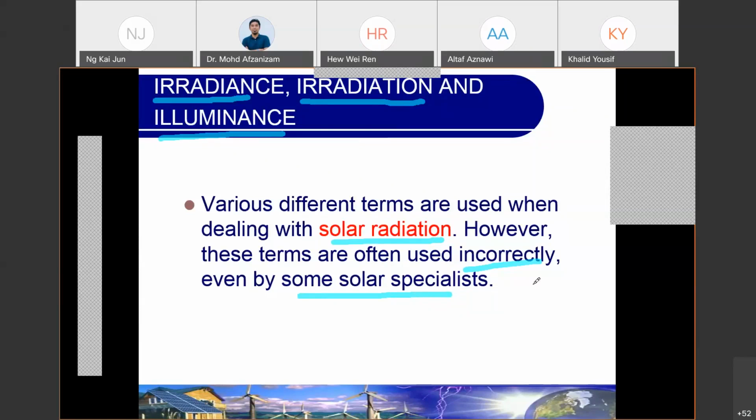Sometimes it's not really incorrect from the solar specialist, because sometimes they want to convey the message to a person who is not familiar with the renewable energy or solar environment. So they try to mention things that the student or participant is able to imagine or easily understand. That's why some specialists use a common or general term, in order to give the participant an idea of what can be imagined. Yet actually, mostly they are not about irradiance, irradiation and illuminance.